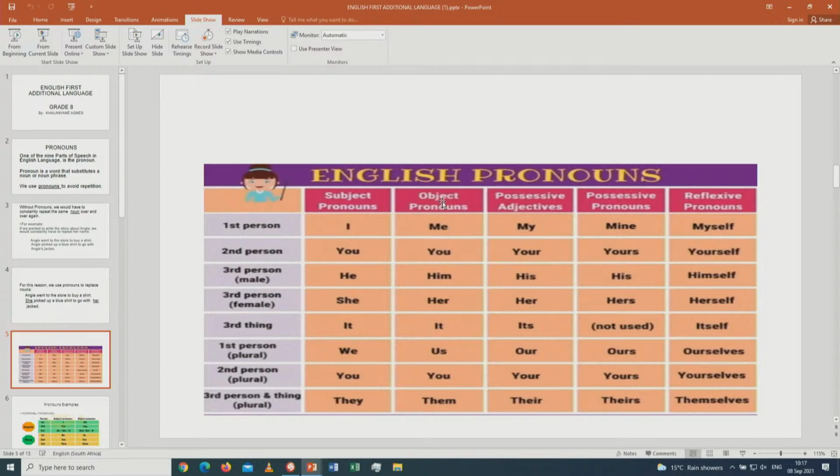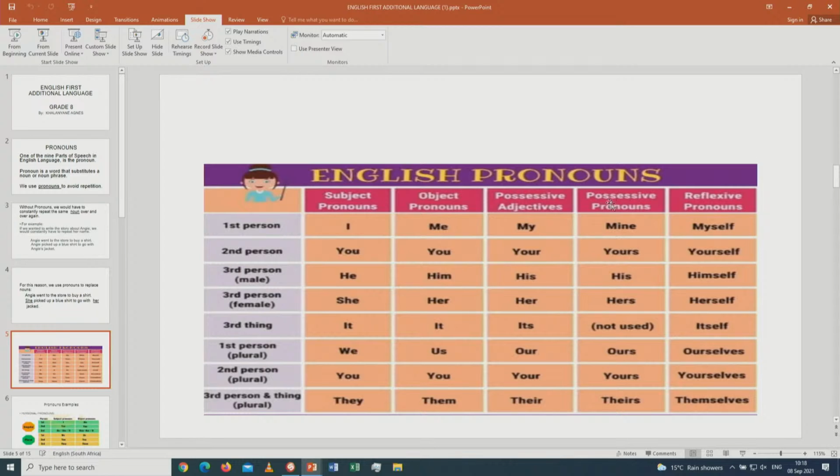And for the object pronouns, we say they are object because all the action that is done, they suffer that action. They receive the action that is taking place in a sentence. They are me, first person singular, second person you, third person him if it's a male, her if it's a female, third person it. That is singular form. And the plural form, first person is us, second person you, third person them.